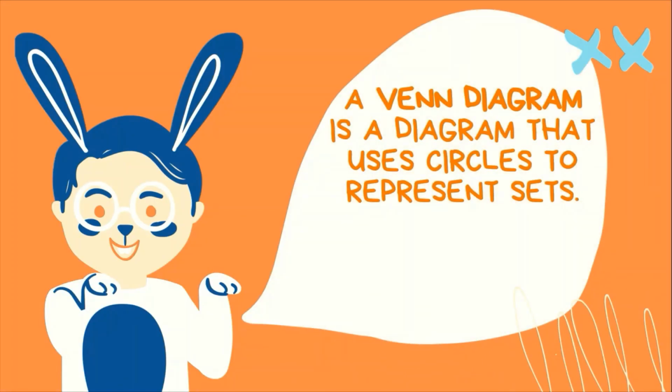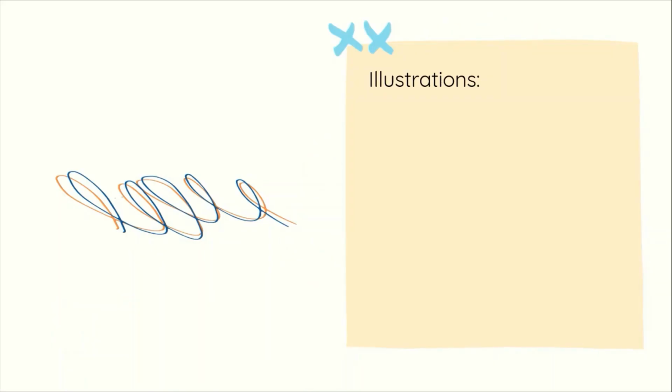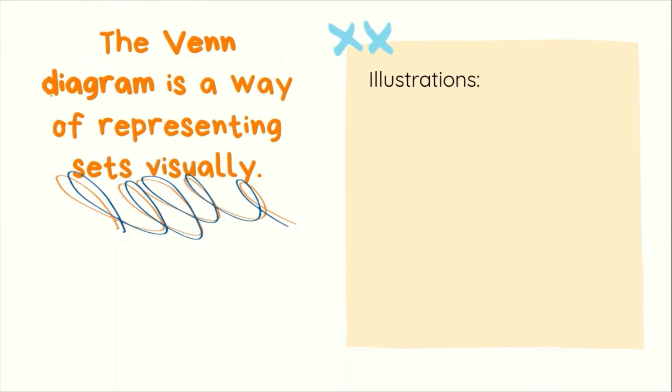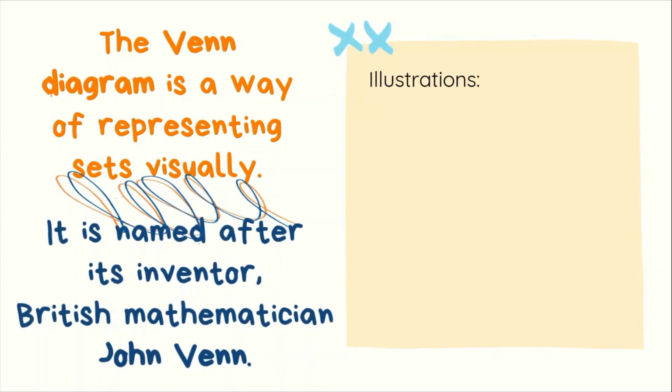A Venn diagram is a diagram that uses circles to represent sets. The relation between the sets is indicated by the arrangement of circles. The Venn diagram is a way of representing sets visually. And it is named after its inventor, the British mathematician, John Venn.